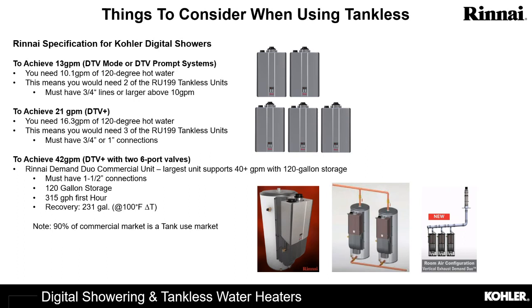And if you're looking for even larger flow, as we talk about our great DTV Plus system, having up to that 42 GPM that you may have with those 12 outlets, we're recommending a Rinnai Demand Duo commercial unit. That gives you that 40 gallons plus, and also has a 120-gallon storage tank. That's going to give you the most effective operation of the entire system. Still going to give you about 315 gallons per hour in that first hour. Some great options here with their portfolio of products. And again, thinking about how you're going to lay those out in the space you need.